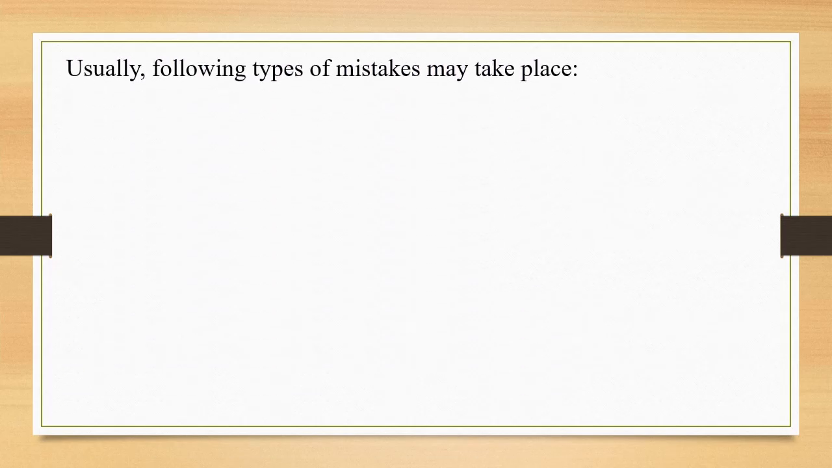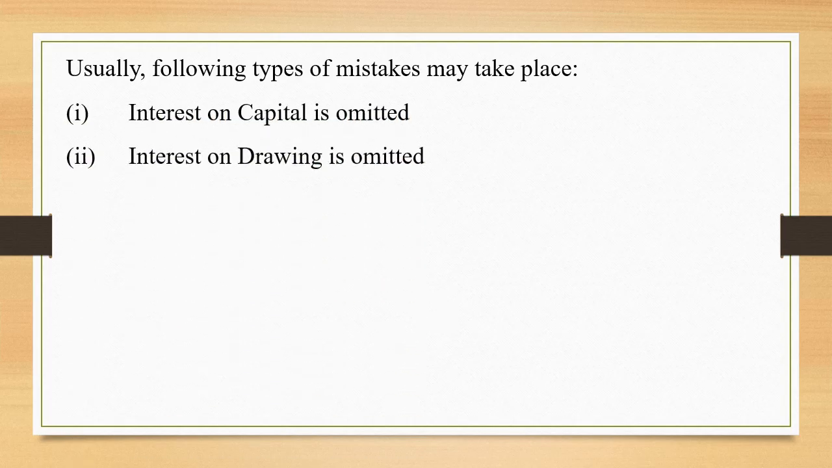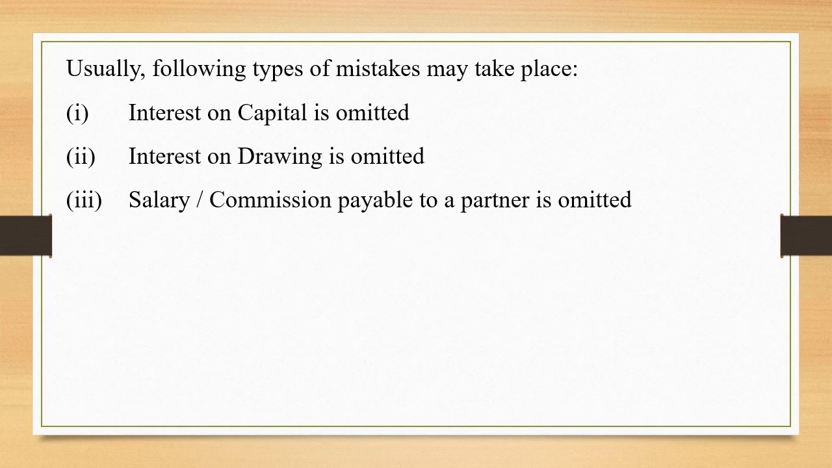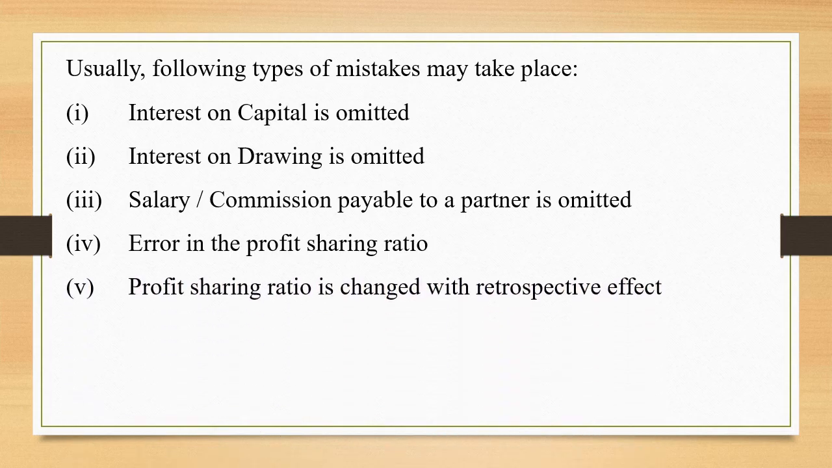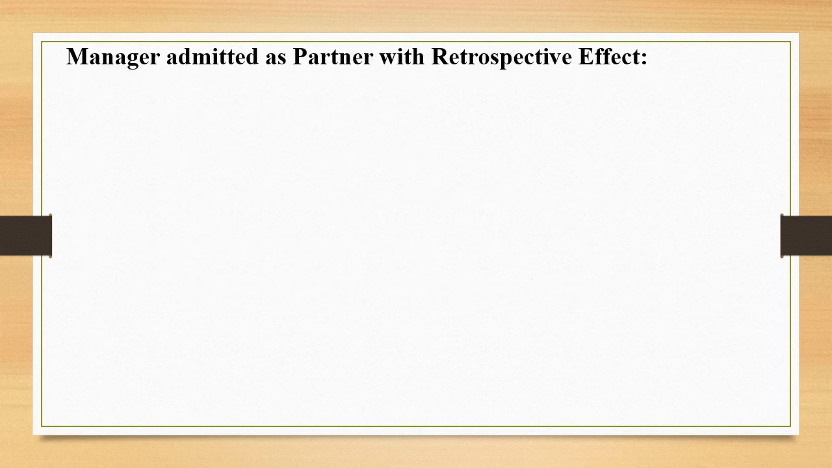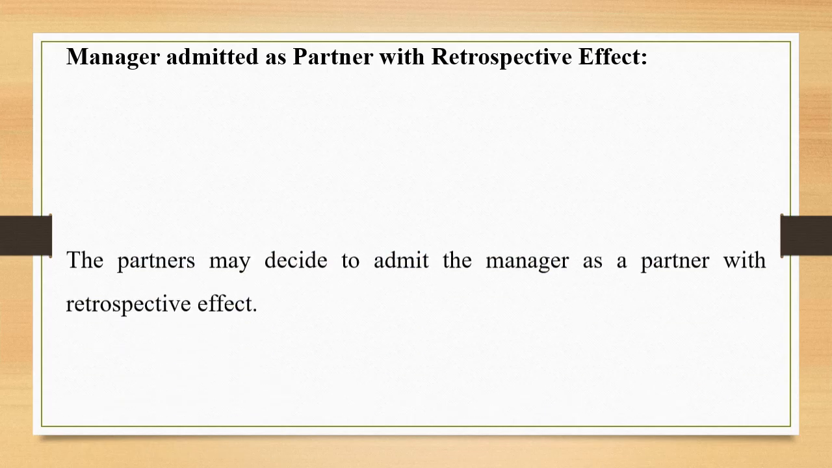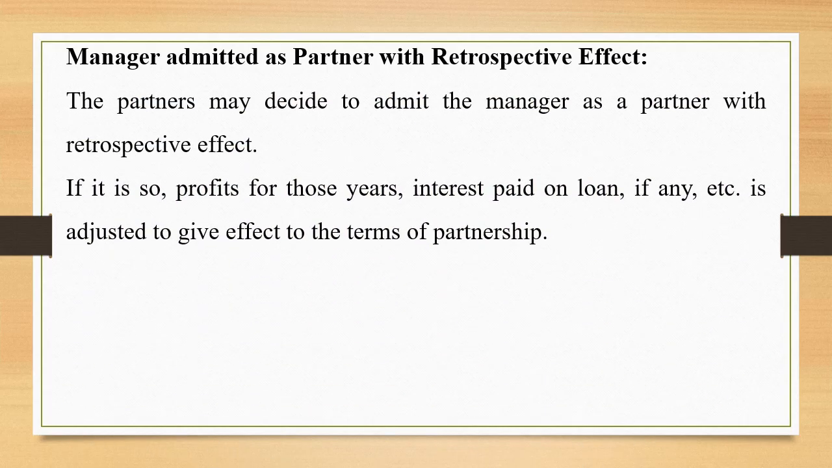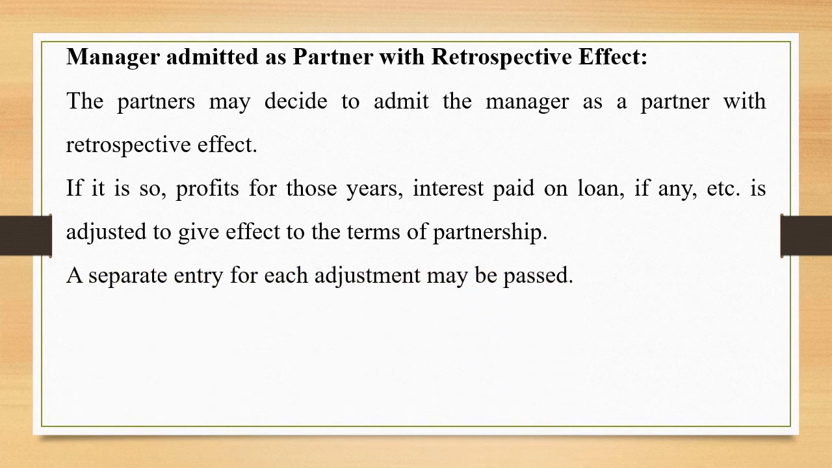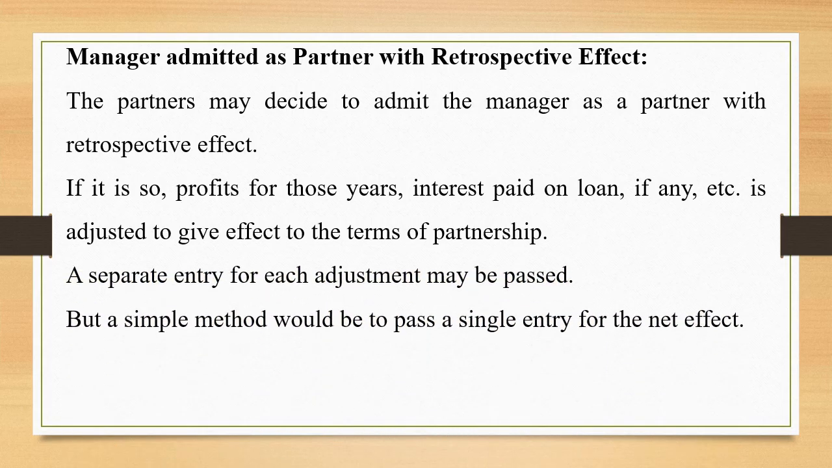Usually, the following types of mistakes may take place. Interest on capital is omitted, interest on drawings is omitted, salary or commission payable to the partners is omitted, error in the profit sharing ratio, or the profit sharing ratio is changed with retrospective effect. What if the manager is admitted as a partner with retrospective effect? In that case, profits for those years, interest paid on loan, if any, etc., are adjusted to give effect to the terms of partnership. A separate entry for each adjustment may be passed, but a simple method would be to pass a single entry for the net effect.